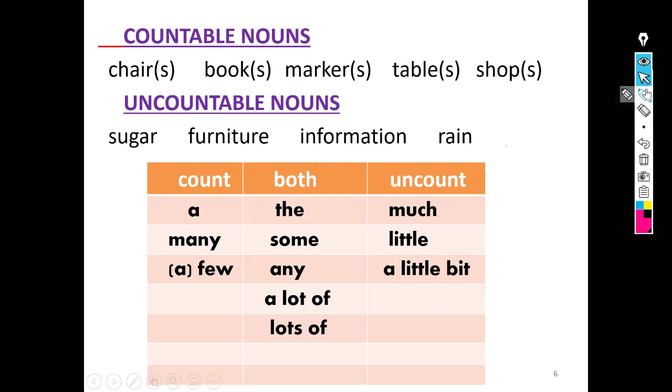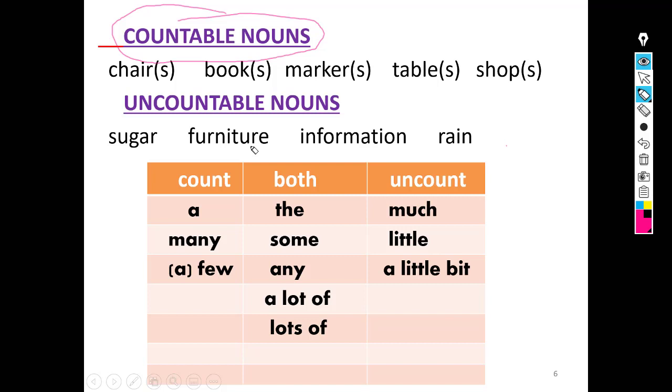Let me give you some examples about countable nouns and uncountable nouns. For example, chair or chairs, book, books, marker, markers, table, tables, shop, shops. They are countable nouns. And what about uncountable nouns? Sugar, furniture, information, rain. Can we count sugar? Are you crazy? No, we aren't crazy, right?